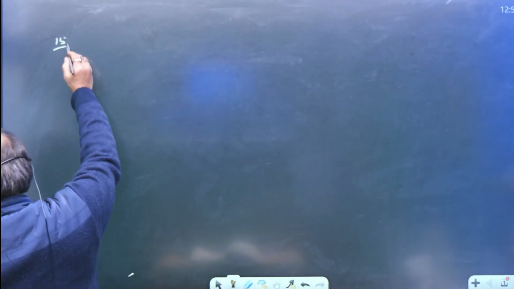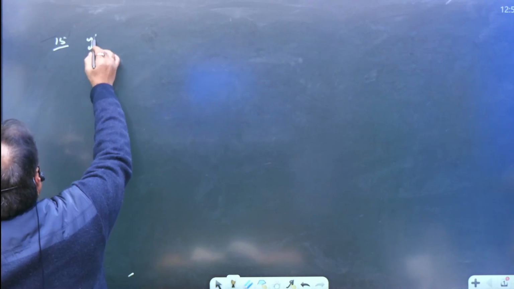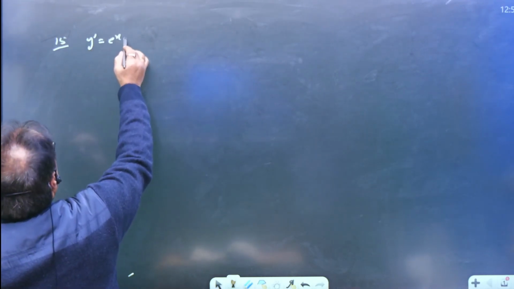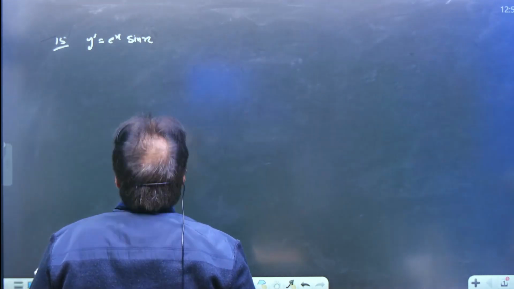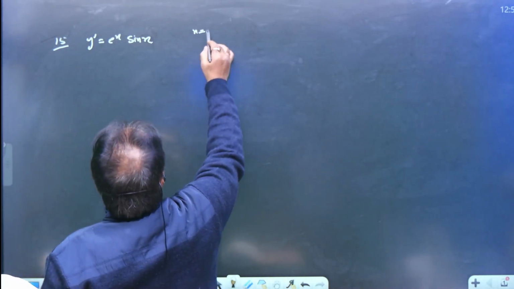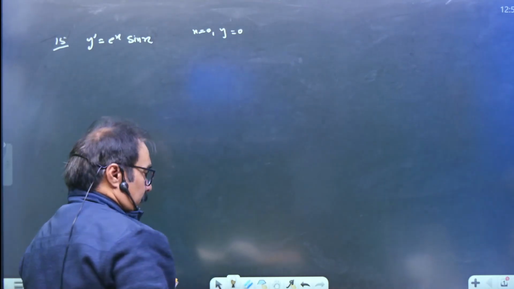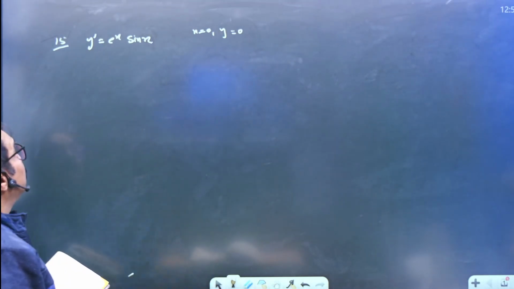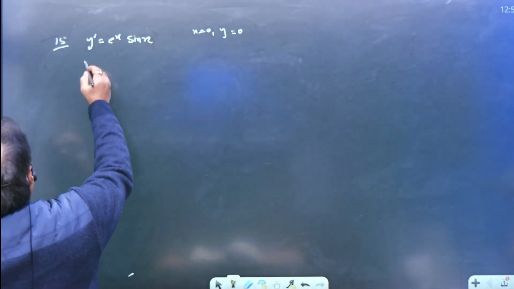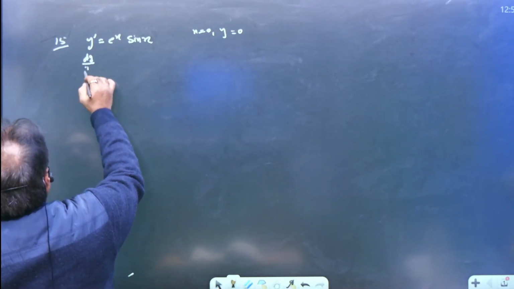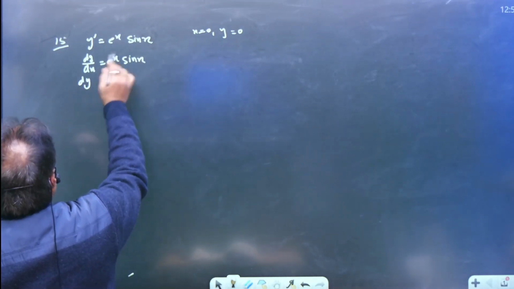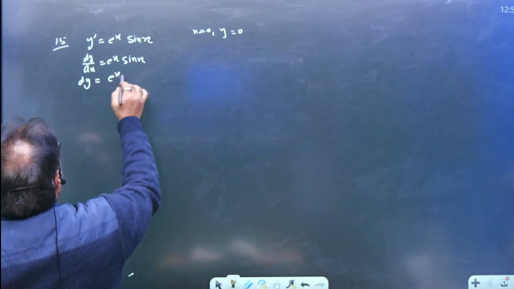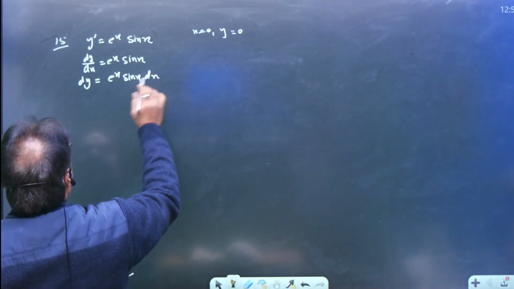Question number 15. So the differential equation is given. y dash, meaning dy by dx, is equal to e to the power x sine x, and which passes through the origin. Passing through the origin means x is equal to 0 and y is equal to 0. Okay. So again the process remains the same. So dy by dx is equal to e to the power x sine x. So apply the variable separable. dy is equal to e to the power x sine x dx.